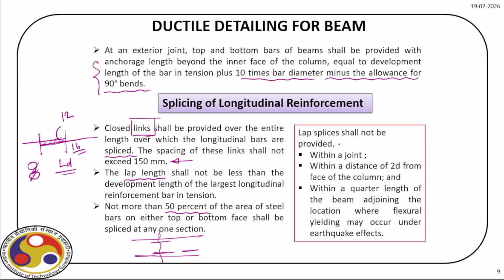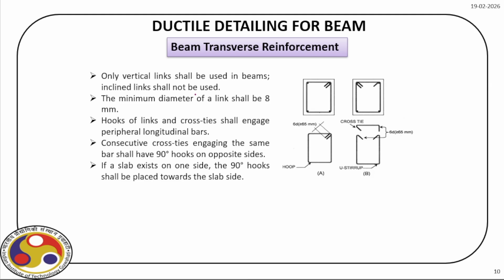Now, lap splices shall not be provided within the joint. This is important. Also not within a distance 2D from the face of the column, and not within a quarter length of the beam adjoining the locations where flexural yielding may occur under earthquake effects. Again and again, you see it talks about earthquake, because that's the input that brings in reversal of stresses, right? So, that was the guideline for longitudinal reinforcement.